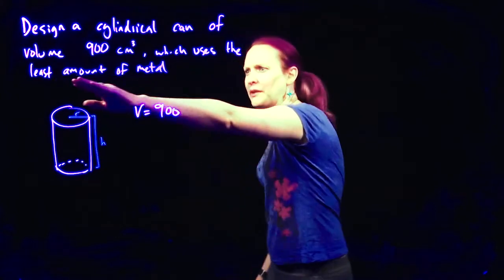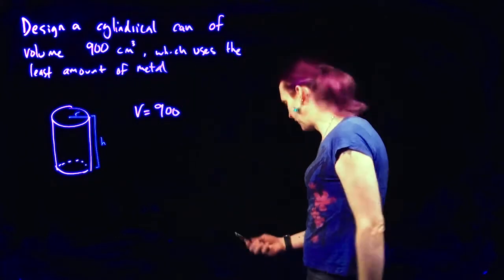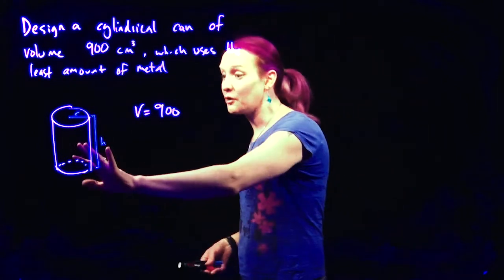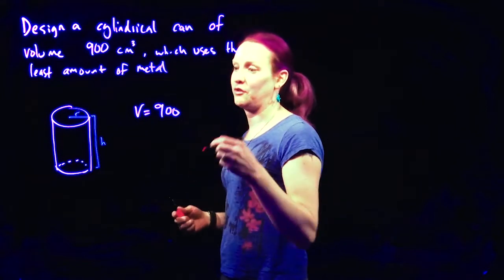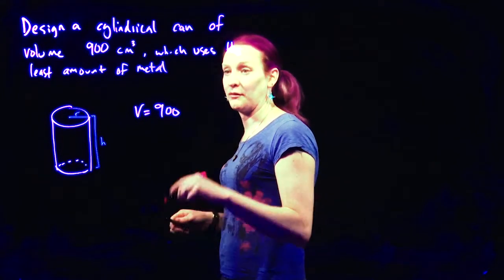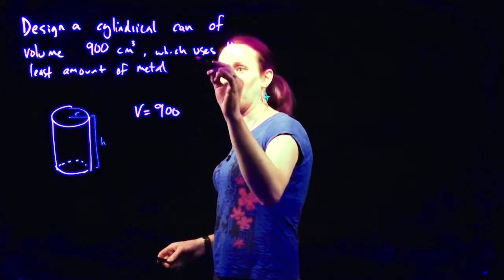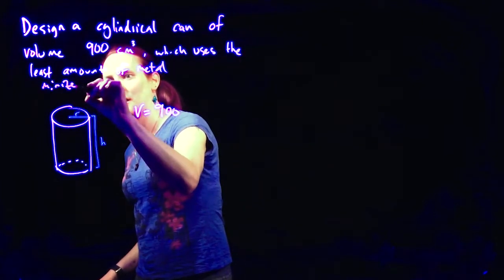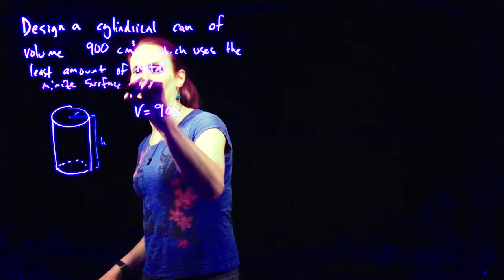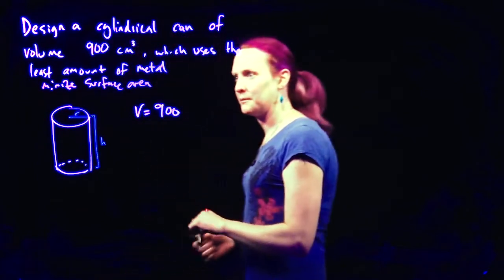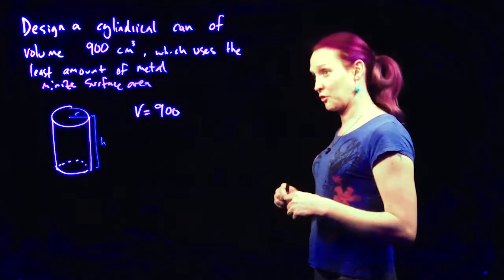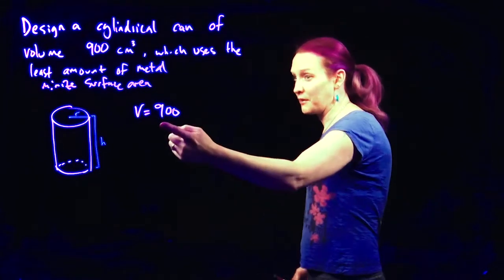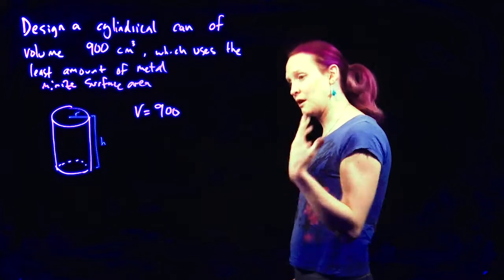So it uses the least amount of metal. We're going to try to use the least amount of metal. Okay, so the amount of metal that's used is equivalent to the amount of surface area. So using the least amount of metal means that we're going to minimize the surface area, because the more surface area, the more metal. The volume of the thing is constrained to be 900.